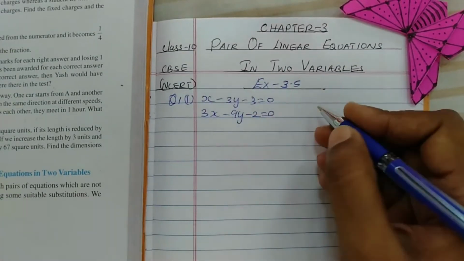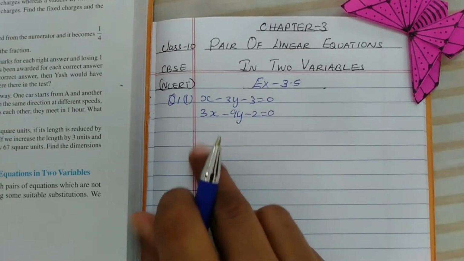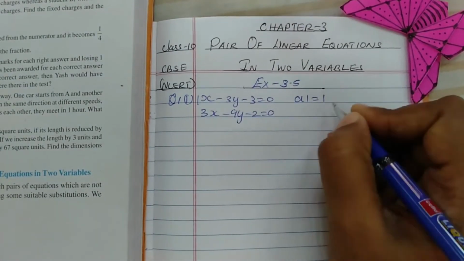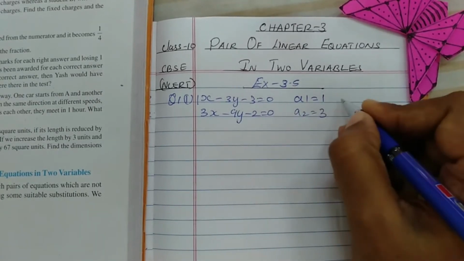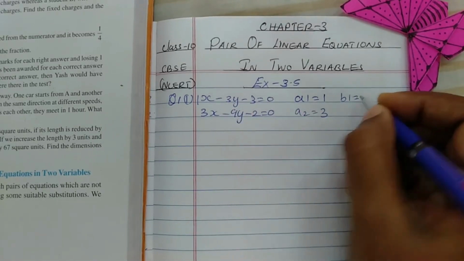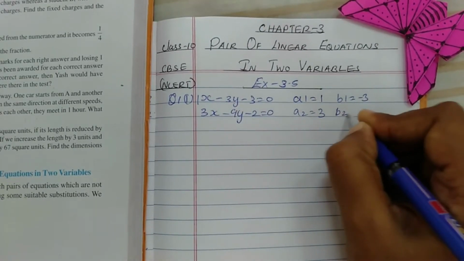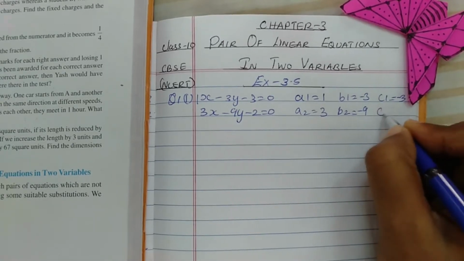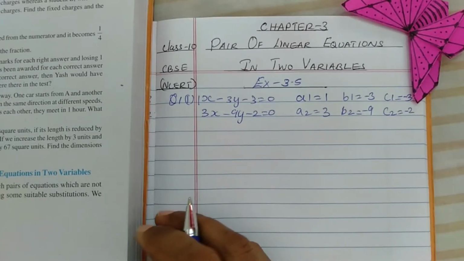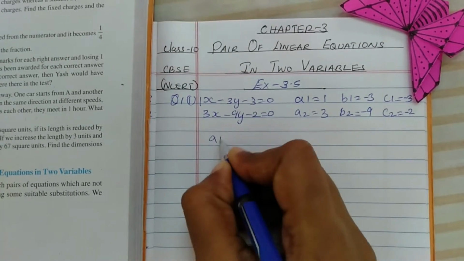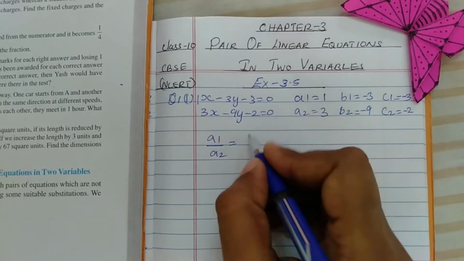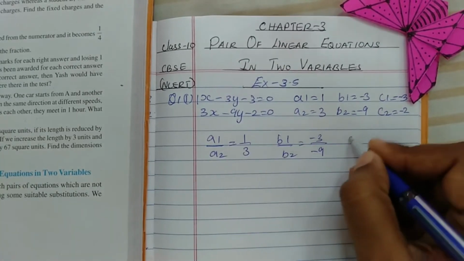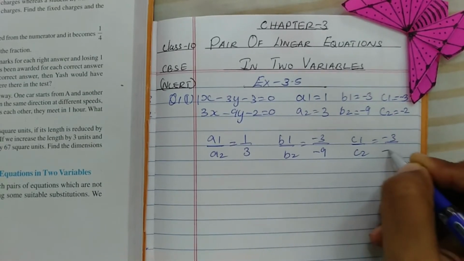So let's see. a1 and a2 are the coefficients of the x variable. So a1 is here, the coefficient of x is 1, so let's write 1. a2 is equal to, the coefficient is 3. b1 is minus 3, we have to use, so this is minus 3. b2 is minus 9. c1 is minus 3 and c2 is minus 2. So now let's start a1 by a2. Our a1 by a2 is 1 by 3. Our b1 by b2 is minus 3 by minus 9. Our c1 by c2 is minus 3 by minus 2.